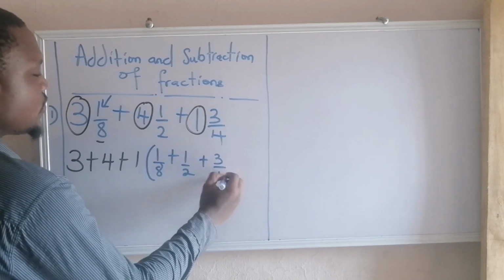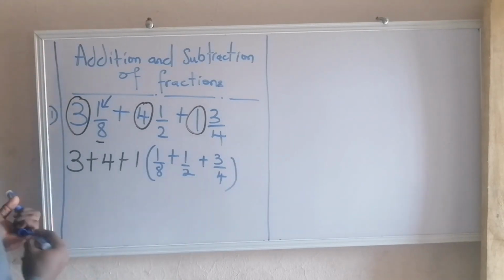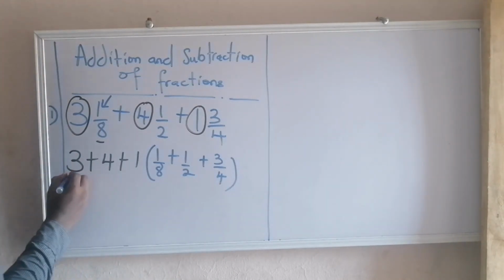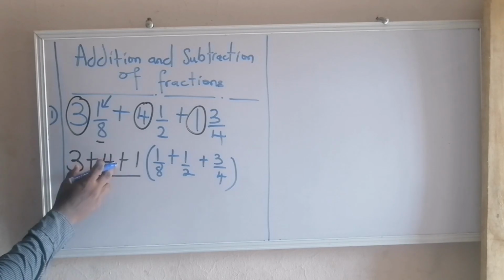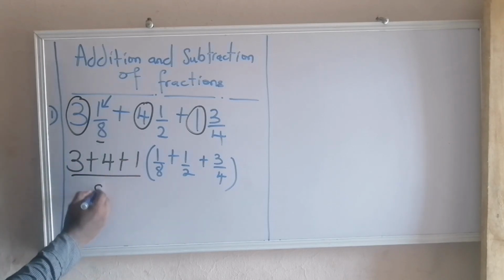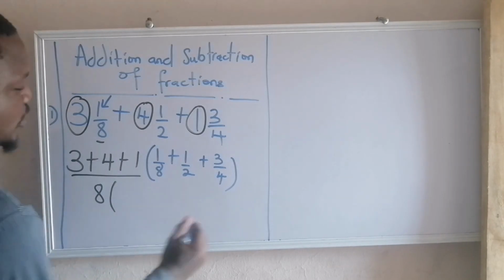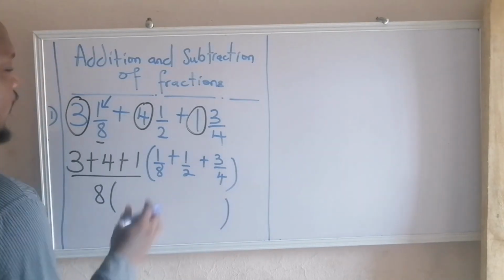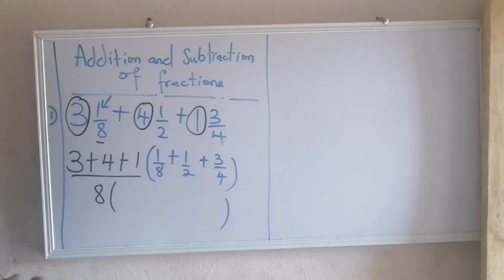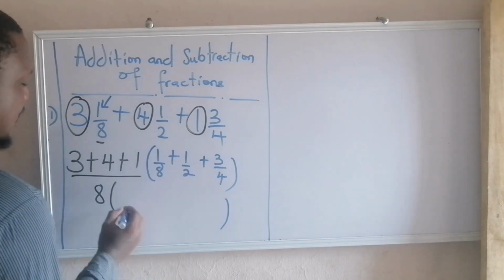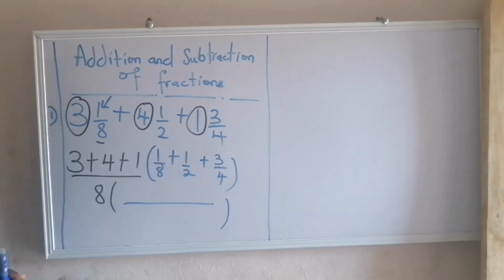So once you have done this, what's the next step? The next step now is that we're going to have the whole number part, which is 3 plus 4. That's 7. 7 plus 1, that will be 8. Once you have written that, you now go to the fraction part, the fractions you have in the bracket. Then you can see that we have 1 over 8 plus 1 over 2 plus 3 over 4. What's the next thing? The next thing is that you find the LCM of 8, 2, and 4.